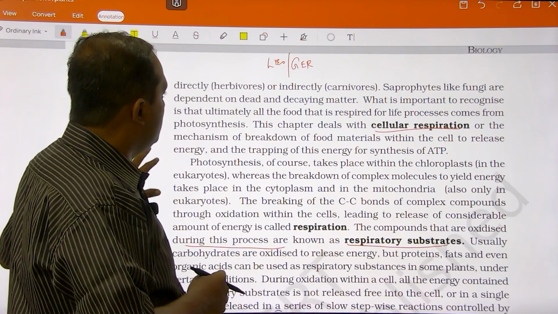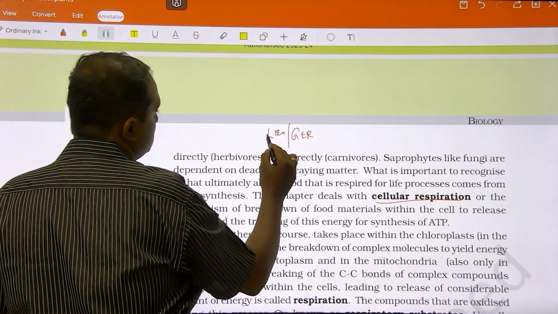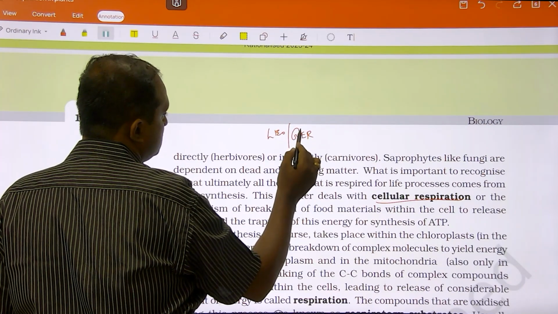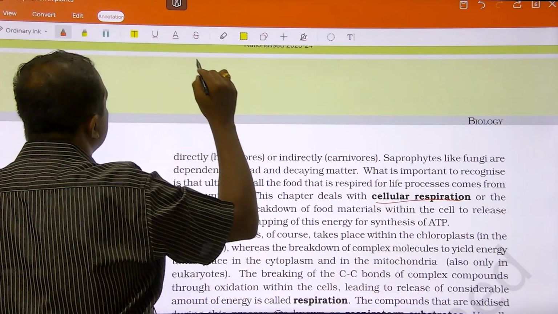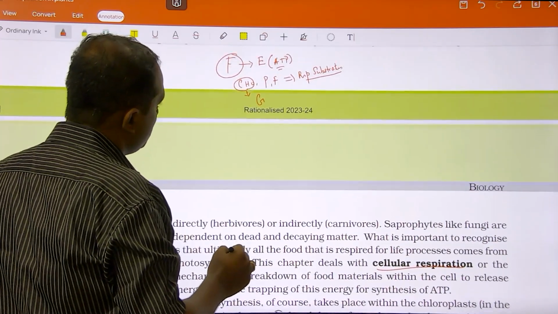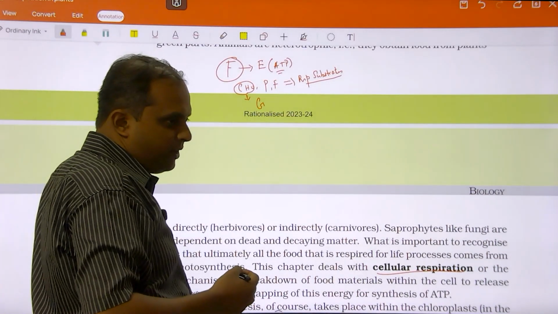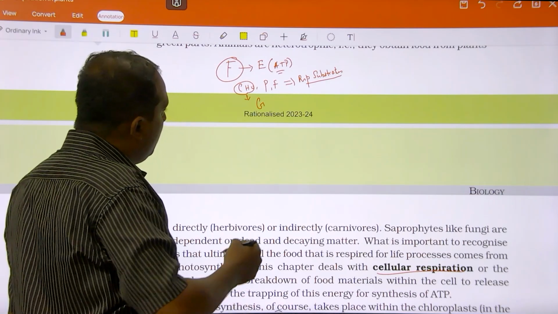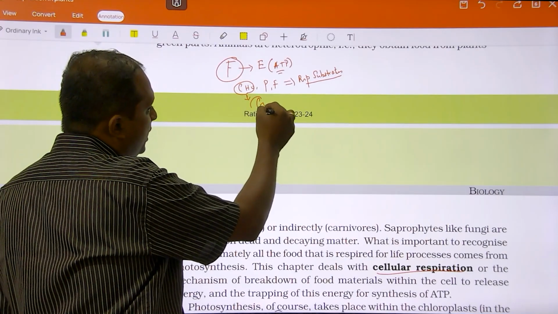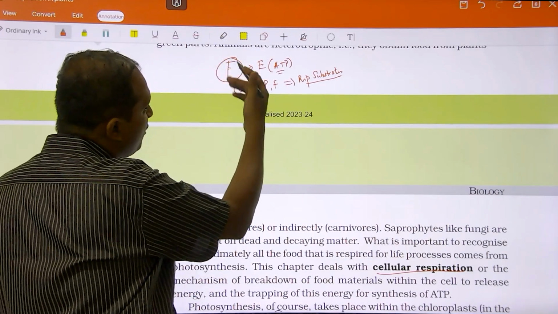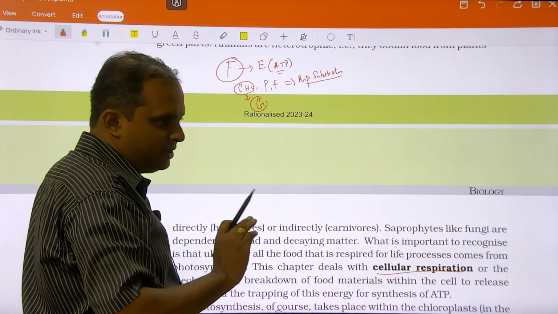Listen here. As I have mentioned, the major respiratory substrate is going to be glucose. Though protein and fat can also act as respiratory substrates, the majority of our discussion will involve only carbohydrate, in particular glucose. So let's keep F equal to G. What is G? Glucose, right? And then see how things happen.